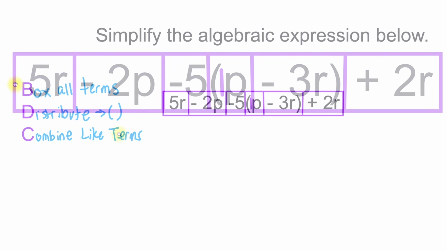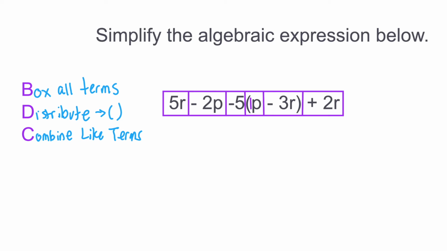So let's zoom back out. We're done with step one. Step one was to box all the terms, and we did that. Now let's go to step two, which is distribute. We know we have to distribute whenever we have parentheses, but more specifically, whenever we have a number or a constant touching the outside of parentheses. What we're going to do is take that touch term and distribute it to each term inside the parentheses. What are the terms inside parentheses, and how many are there? There's two terms inside parentheses. The first term is 1p, and the second term is negative 3r.